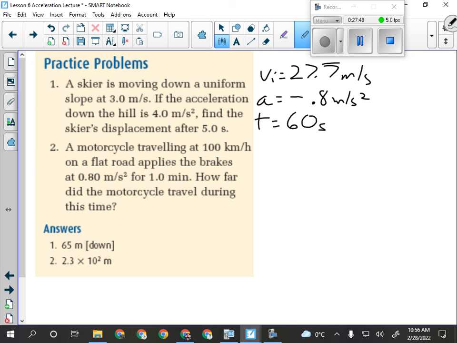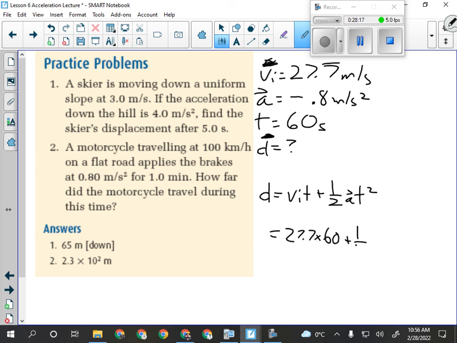How far does the motorcycle travel? So again, we don't have to manipulate here. We're lucky. And it actually says how far, so it doesn't even matter which direction. The only thing that's vector here is the acceleration. Everything else is scalar, and that's okay. So D equals VI times T plus 1/2 AT squared. Plugging in the numbers, that's going to be 27.7 times 60 plus 1/2 times negative 0.8 times 60 squared.